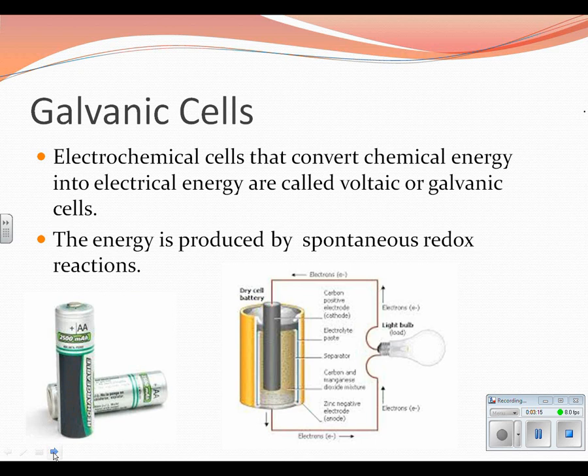So you have a paste inside of here that has an electrode, and you have an electrolyte paste, and you have things called a separator, and they react with each other. The carbon and manganese dioxide mixture will react with the zinc negative electrode, and you'll have a carbon positive electrode. And so we create a battery, and that battery has an electron flow to it. We'll talk a little bit about that as we talk about these cells.